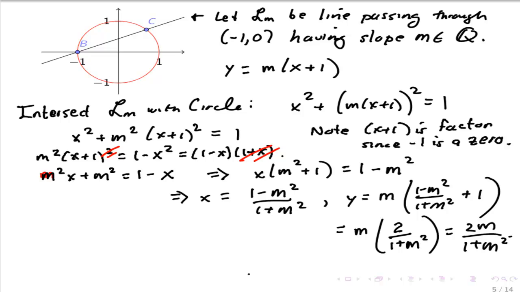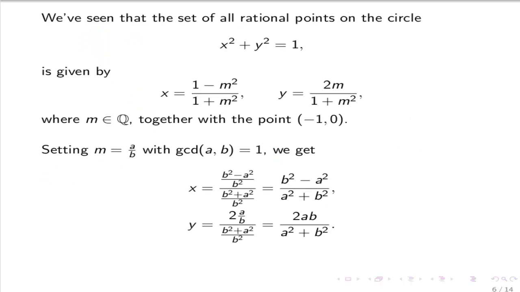So, we've seen that every rational point on this circle is of this form. x is 1 minus m squared over 1 plus m squared, and y is 2m over 1 plus m squared, where m runs through the rational numbers. And then, of course, we have to throw in the point negative 1, 0 as well.